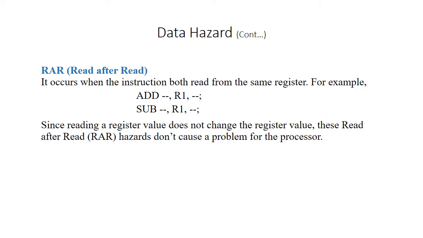And the next example is read after read. It occurs when both instructions read from the same register. For example, the first addition instruction reads the value of R1, and the second instruction also reads the value of R1. Since reading a register value does not change the register value, this read after read hazard does not cause a problem for the processor.